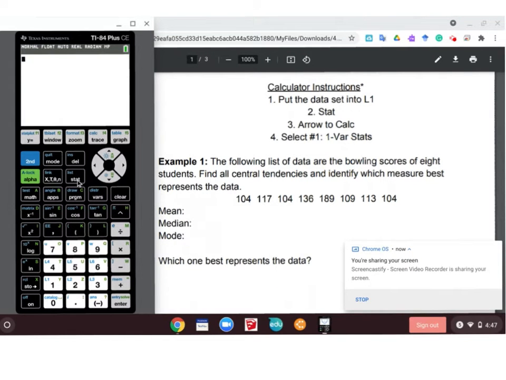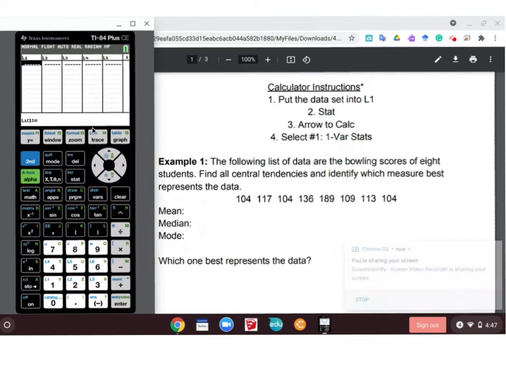In example 1, we are going to use a calculator to help find a lot of these values. This is a lot of the same stuff we did with our scatter plots, where we put the data into L1 under stat, arrow to calc, and select one var stats. Taking a look at this video, we start with stat, edit, and then put these numbers in: 104, 117, etc. Take a few seconds to do that.